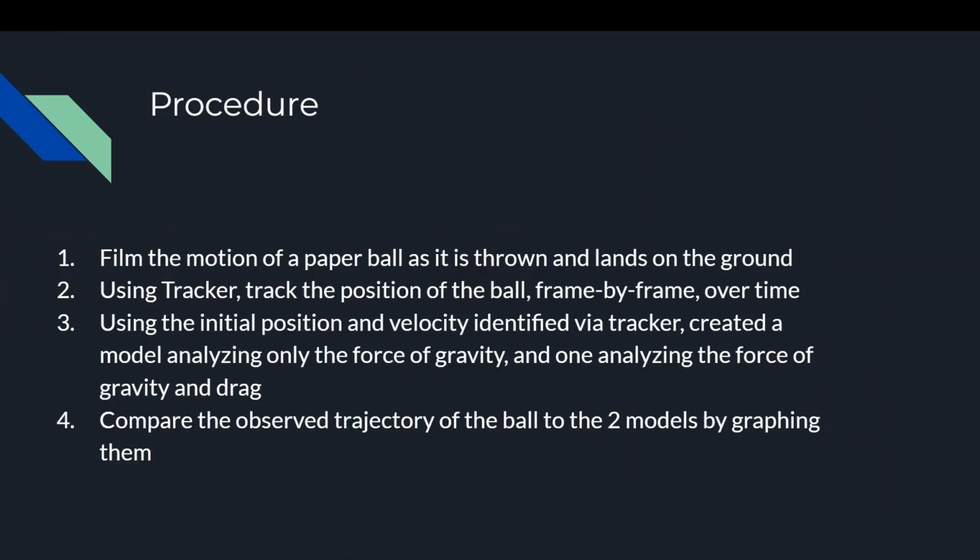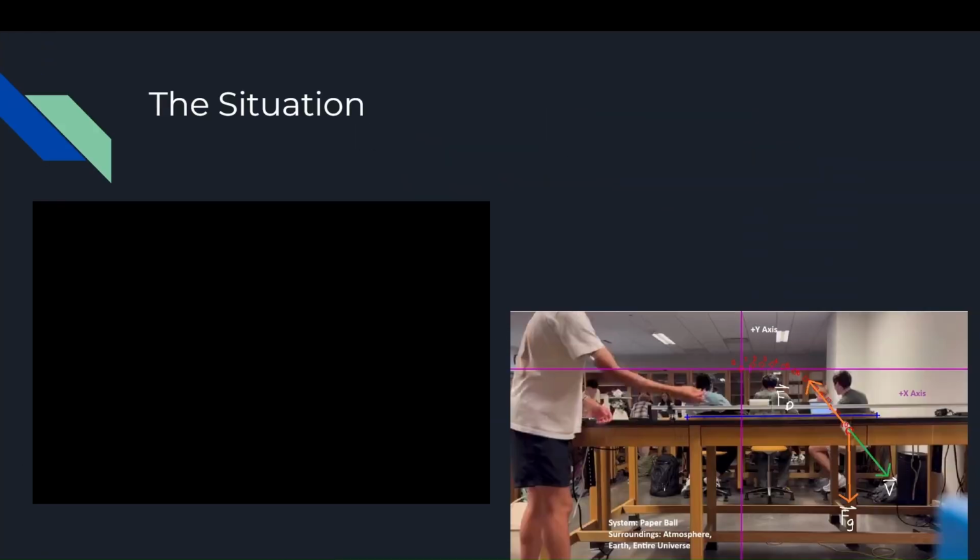Our procedure was we filmed the motion of the ball as it was thrown and landed on the ground. We then used Tracker to track the position of the ball frame by frame over time, and then using the initial position and velocity identified by Tracker, we created a model analyzing only the force of gravity, and then another which analyzed the force of gravity and drag. And then finally, we compared the observed trajectory of the ball to the two models by graphing them.